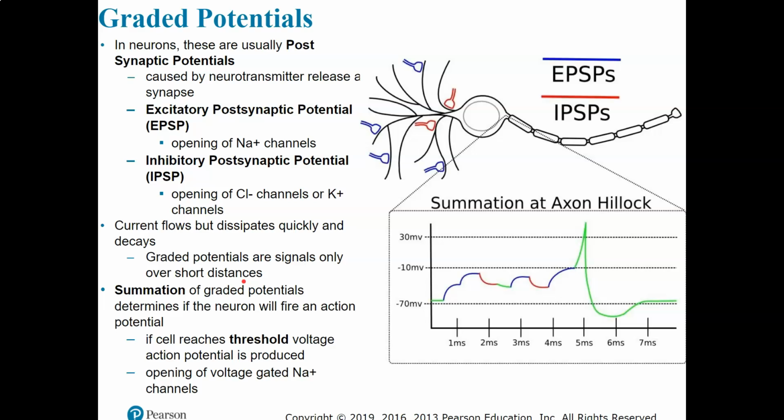However, graded potentials can undergo what's called summation. So this is where multiple graded potentials get added together. Excitatory postsynaptic potentials get added together. Inhibitory postsynaptic potentials get subtracted, and if that overall adds up to reaching threshold, then an action potential is formed.